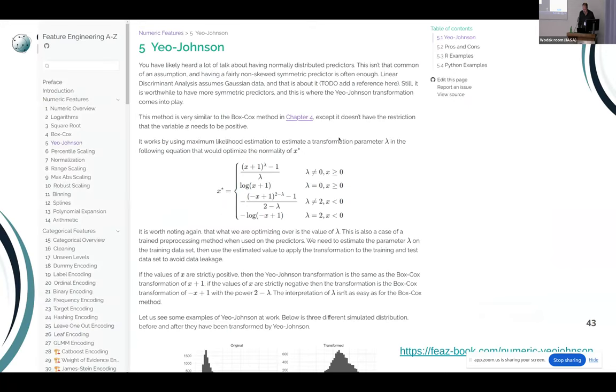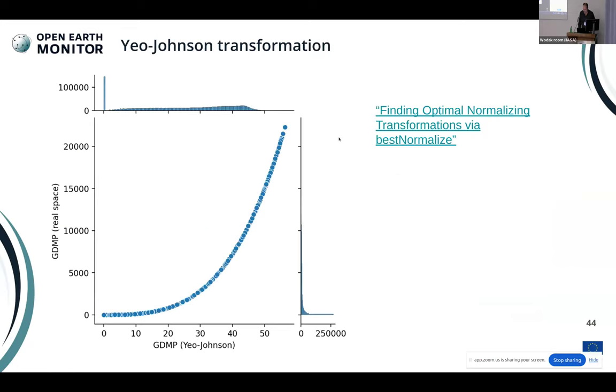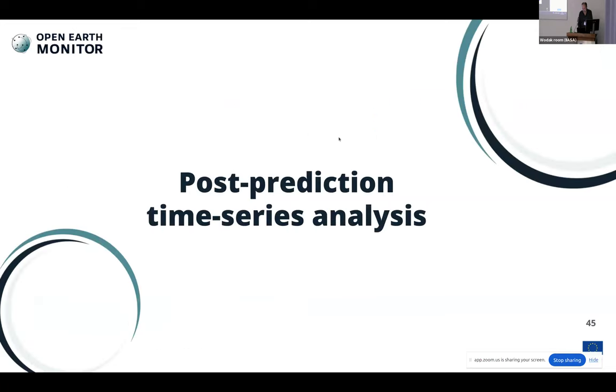Then we also do this Yeo-Johnson transformation. It's a way to solve the problem of very skewed variables. It's very difficult to do machine learning because the high values dominate. But we use this automated framework to estimate that.